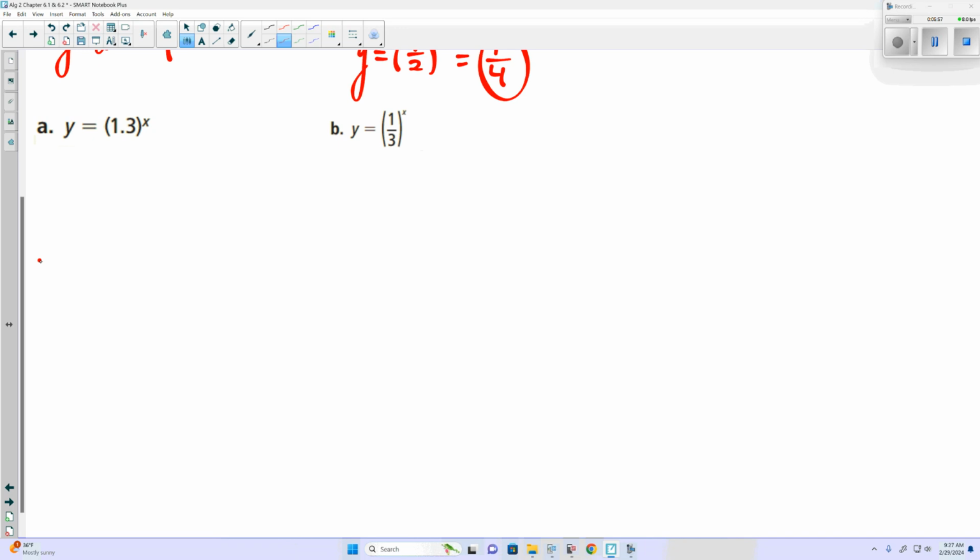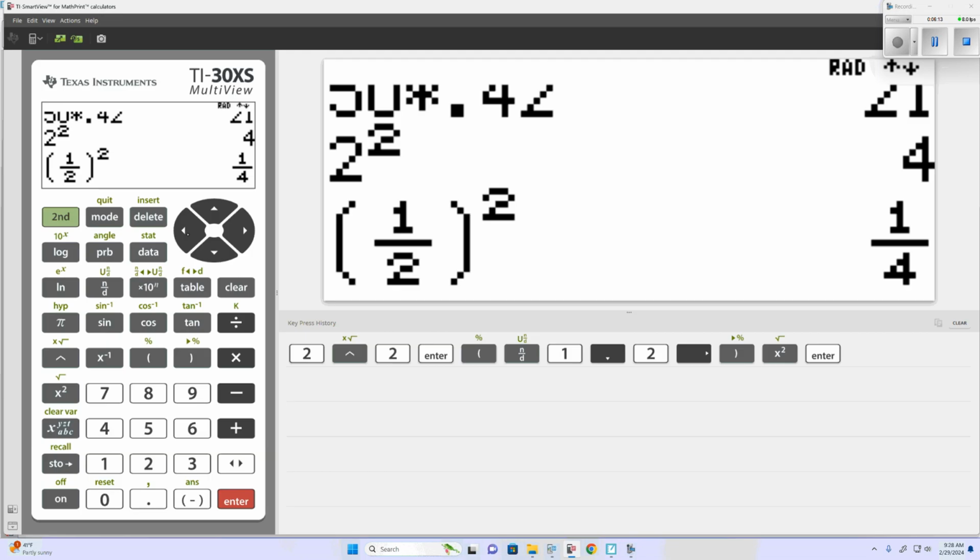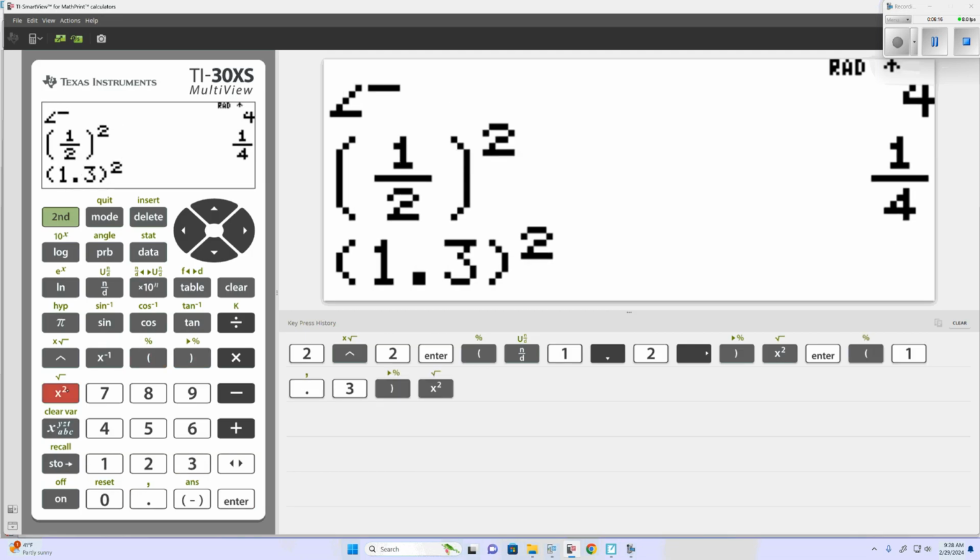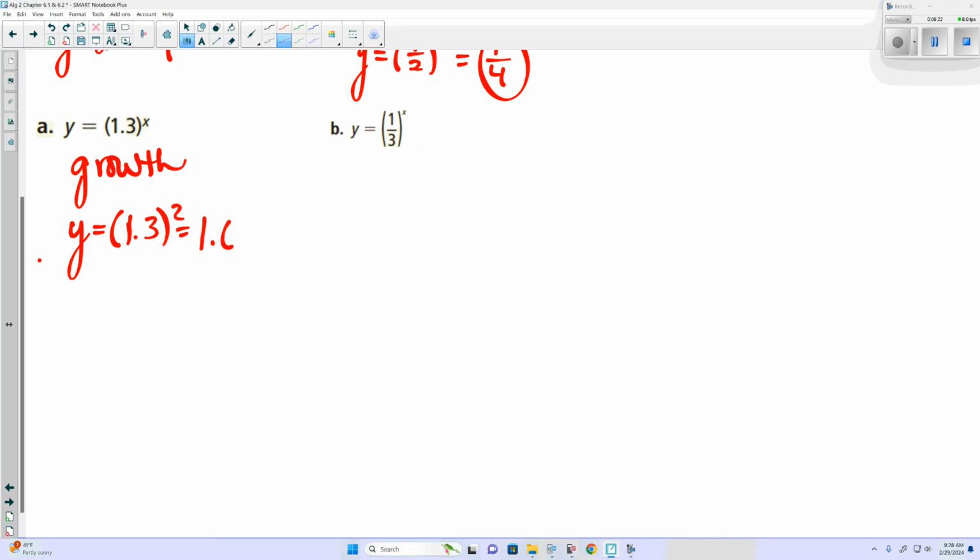Y equals 1.3 to the x. Growth. Even though it's a decimal, it's still greater than 1. 1.3 squared is 1.69. How about 1/3? It is decay, because 1/3 is between 0 and 1.